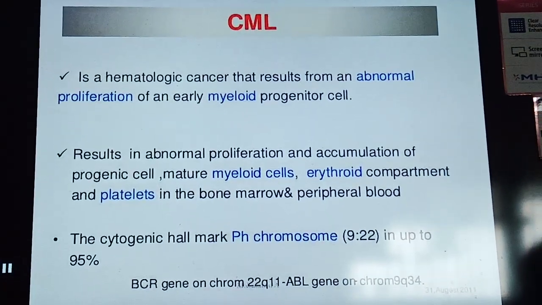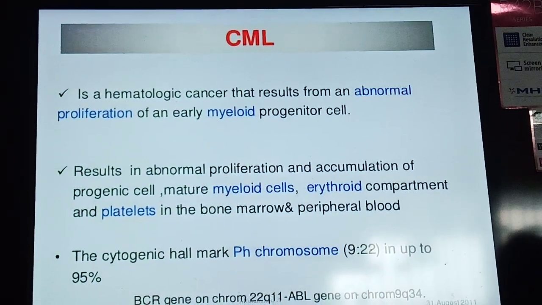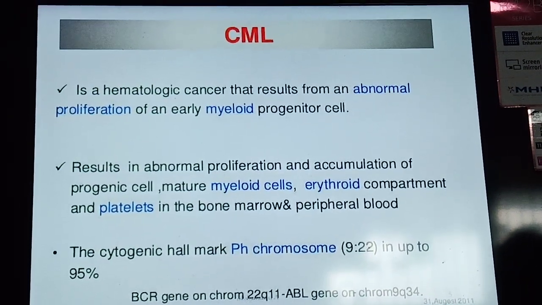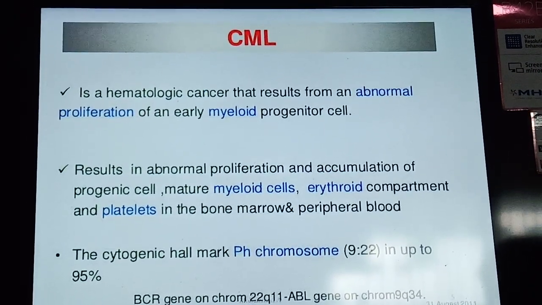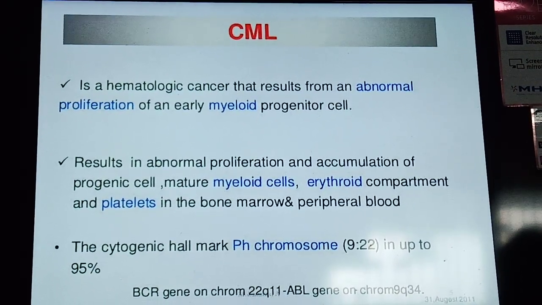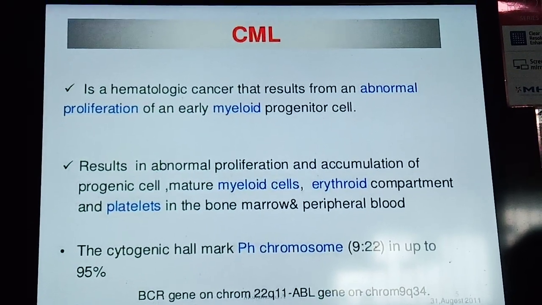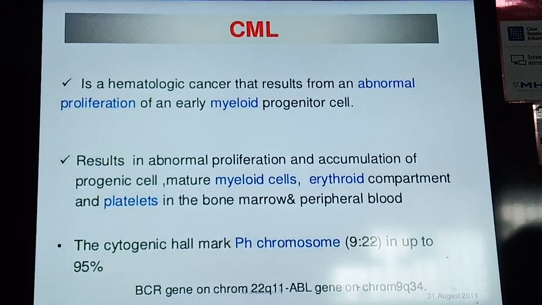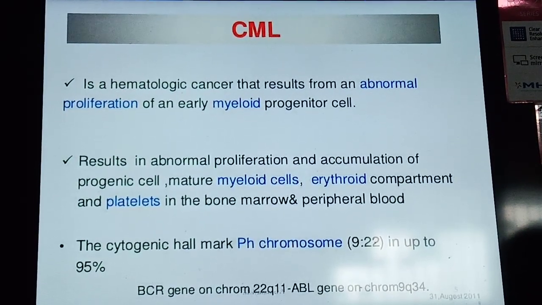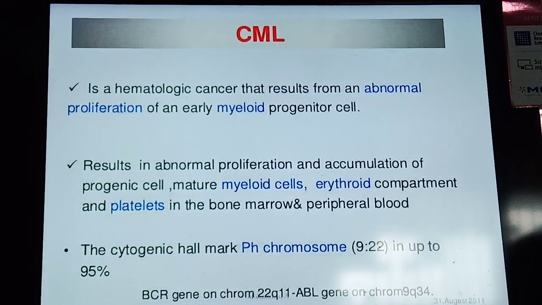Now let us come to chronic myeloid leukemia, that is CML. Chronic myeloid leukemia is a hematological cancer or disorder that results from an abnormal proliferation of early myeloid progenitor cells. This results in abnormal proliferation and accumulation of progenitor cells, mature myeloid cells, erythroid cells, and platelets in the bone marrow and the peripheral blood.